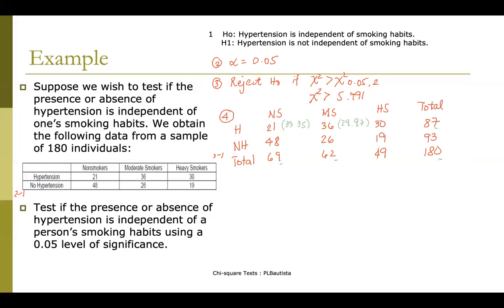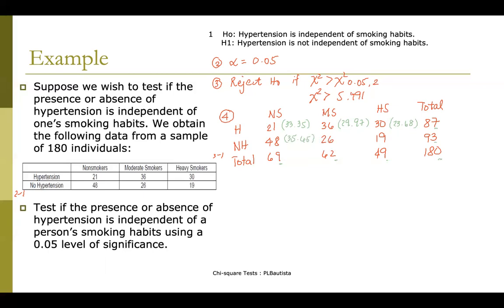Moving to the next cell, you have 87 times the column total, 49, divided by 180. That will give you 23.68. Moving to the next row, the row total is 93 times the column total of 69. So 93 times 69 divided by 180 would be 35.65.